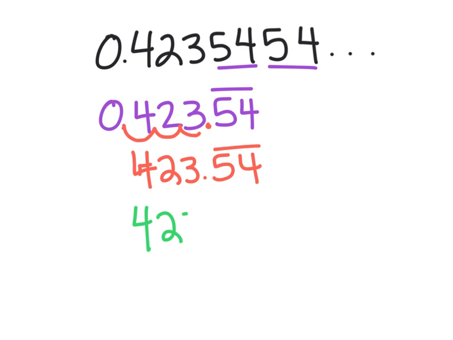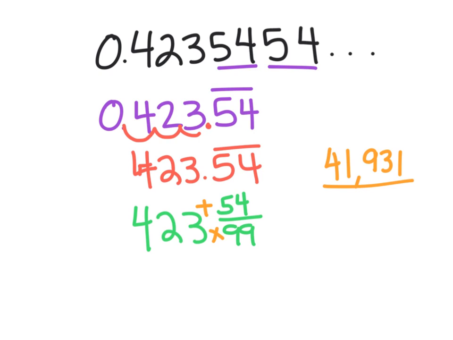Now let's change it to a fraction. So I'm going to have 423 and 54 over, if you look at this, this is the tenth and hundredth spot, so I'm going to write it over 99. Now here's where you definitely need a calculator on a problem like this. So I'm going to type in 99 times 423, and then add the 54 from the top. And I end up with 41931 over 99, because that's what it was.